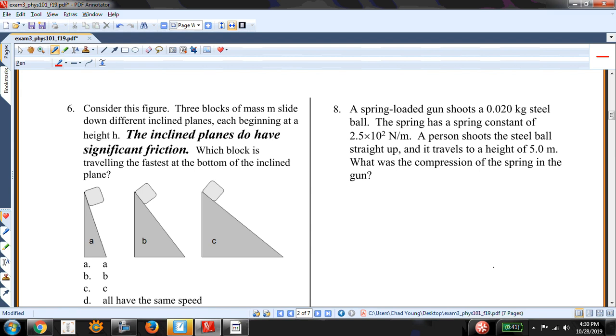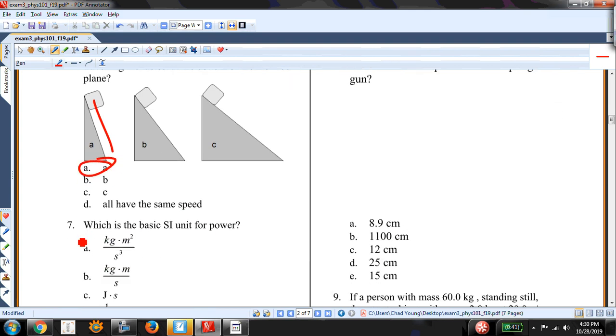The inclined planes do have significant friction. Which block is traveling fastest? It's the block that loses the least energy to the frictional force, which is the block that travels the shortest distance. So A is the right answer.